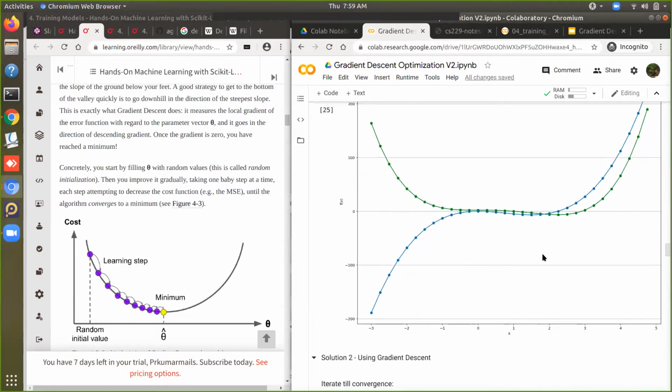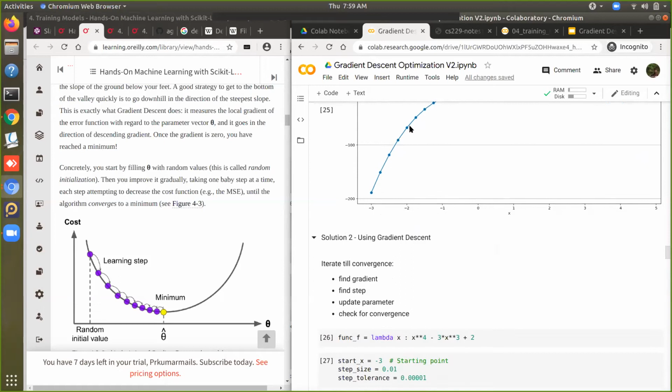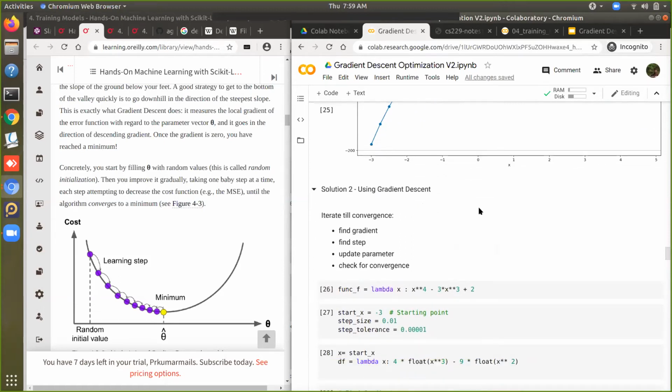We can find the minimum when there is no slope, in the sense the slope is 0, or else the instantaneous rate of change at that point is negligible, very negligible. Okay, then the same we can solve using gradient descent.